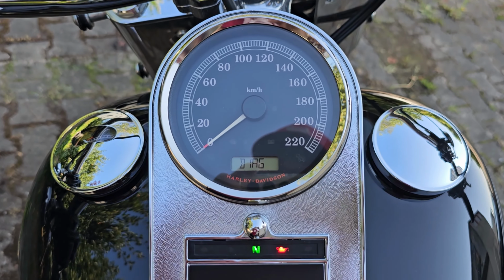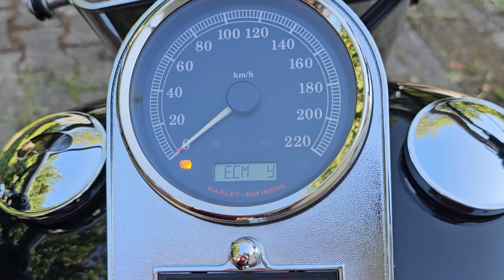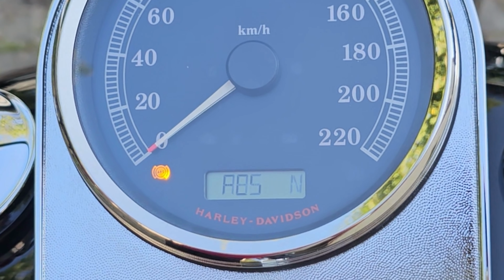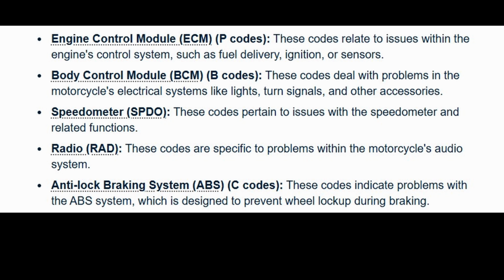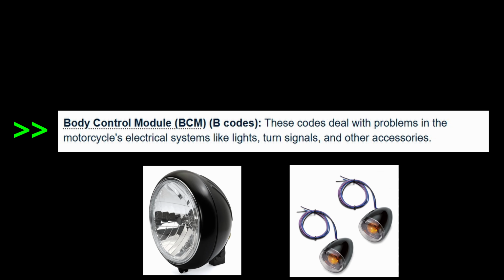Navigate the menu using the same trip button you used to access it and scroll through the diagnostic menu by repeatedly pushing it. You will see different letter codes. These are the diagnostic categories. For example, ECM stands for Electronic Control Module, which records errors related to the engine management. There is also the BCM category, which logs issues with electronics like lights, turn signals and the alarm system.